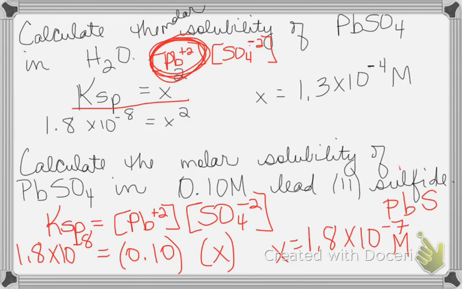If I think through it, guys, the one up top here, when I put it in pure water, my solubility is 1.3 times 10 to the minus 4. But when I try to get it to dissolve in a solution that has a common ion, the lead 2 sulfide, my solubility is 1.8 times 10 to the minus 7. Which of those is a bigger number? The 1.3 times 10 to the minus 4 is a bigger number. What does that tell me? That more will dissolve in pure water than will dissolve in a solution where there is a common ion. And that makes sense, doesn't it? That more would dissolve in water than in a solution that's already got something dissolved in it.